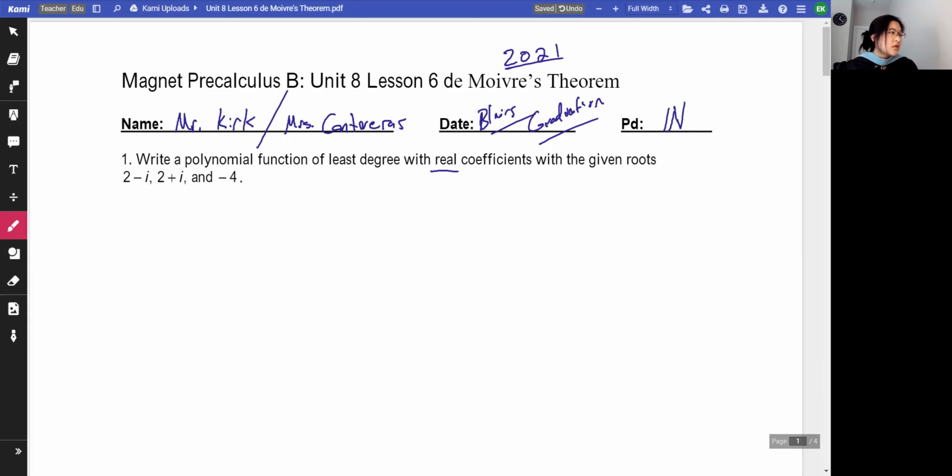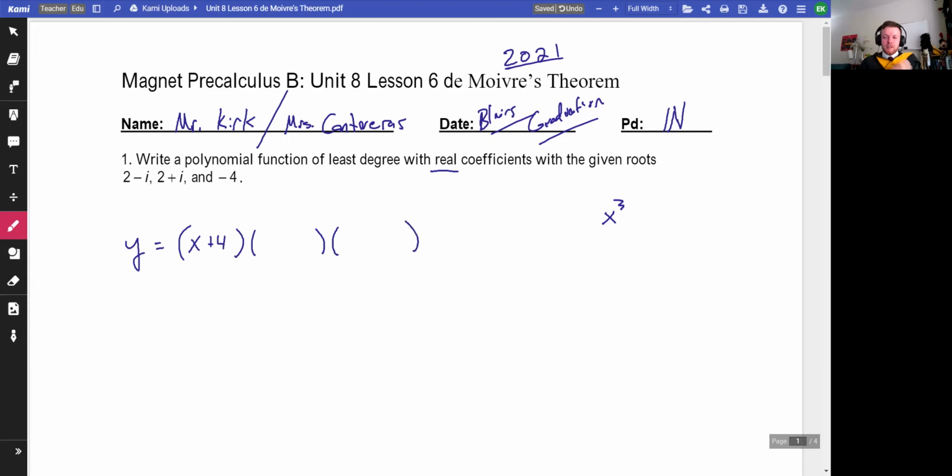What are you thinking? How can we get this thing? So least degree means that we are looking for an x cubed, because we got 3 roots here. But probably we don't want to just start off with that because it would be difficult. Maybe we could leave things factored. So I'm gonna go ahead and do the easy one. We got a root of -4, so x plus 4. What are the other 2 factors of this cubic that you've not claimed?